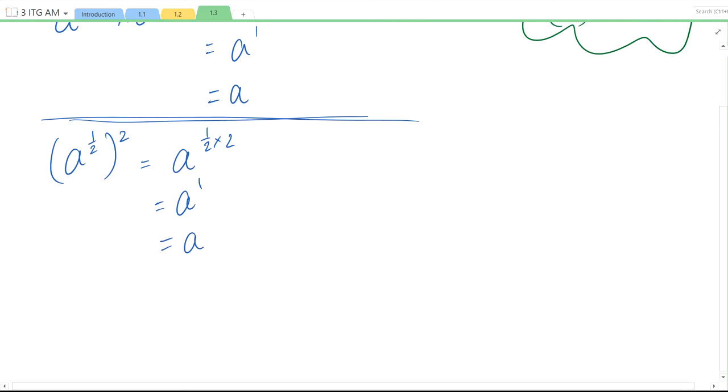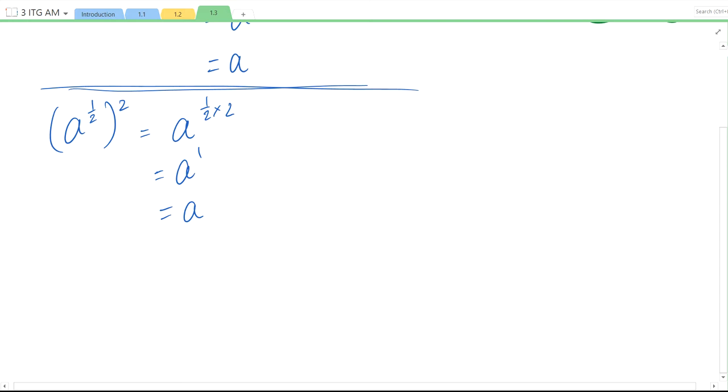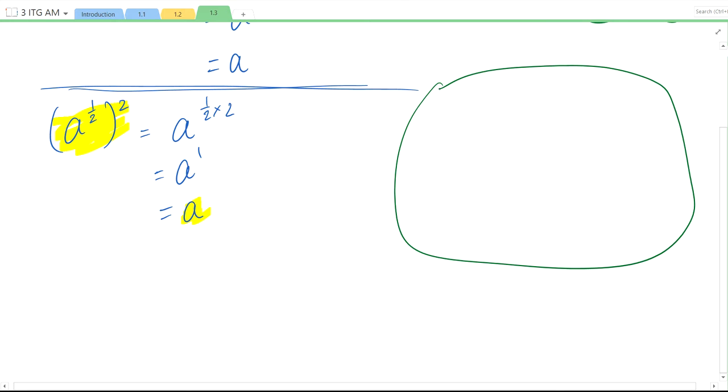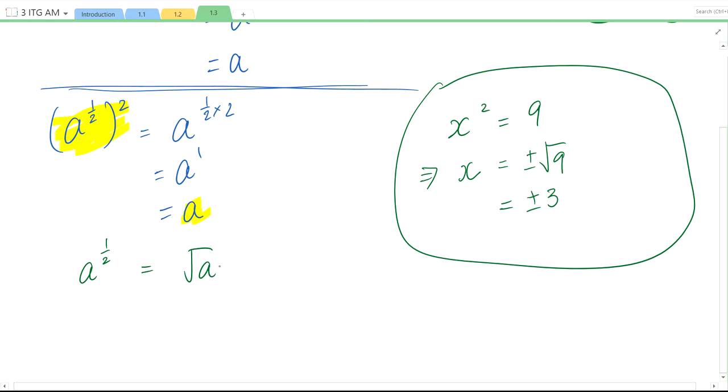Because over here I have a something squared equals to something, let's consider this. If I have x squared equals to, for example, 9, this tells me that x equals to plus minus square root of 9, which is plus minus 3. Similarly, we are going to be able to write that a to the power half must equal the square root of a.